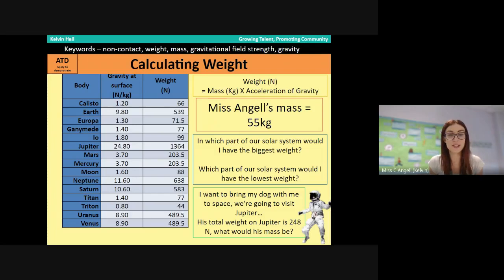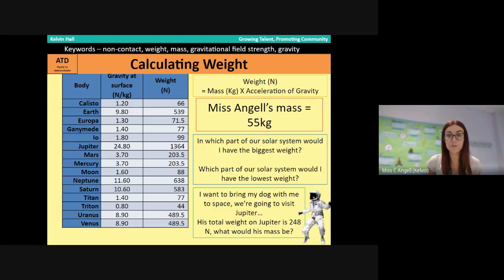Let's see who attempted these challenge questions. In which part of our solar system would I have the biggest weight? Well, looking at it, it's going to be Jupiter with a whopping 1,364 newtons. Which part of our solar system would I have the lowest weight? Well, that would be on Triton.